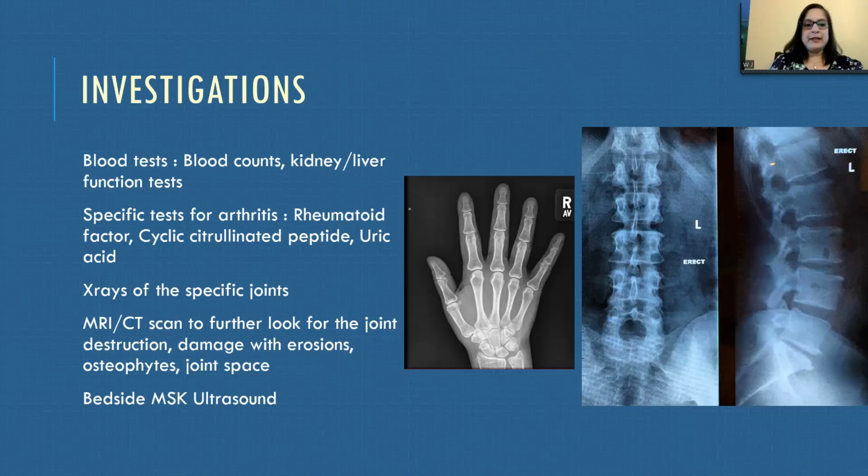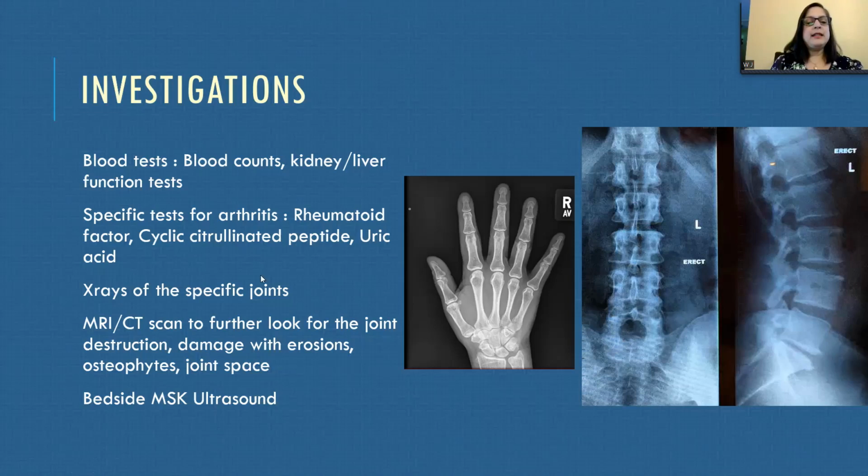Your doctor may also do x-rays of the specific joints. Here I have a couple of x-rays just to bring to your attention. This is an x-ray of the hand, which shows hand joints, and this is an x-ray of the spine, which shows the vertebral bodies. Also, the x-rays can show whether there is joint damage or what is the type of arthritis that is affecting specific joints.